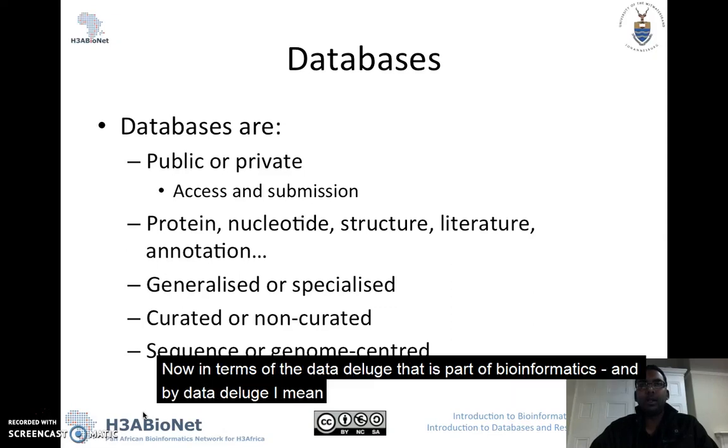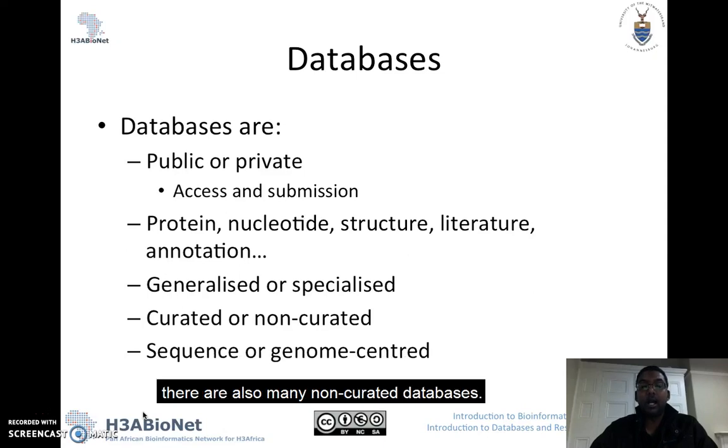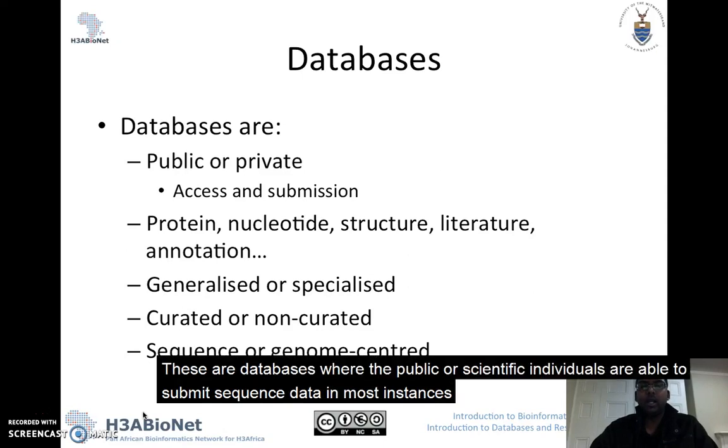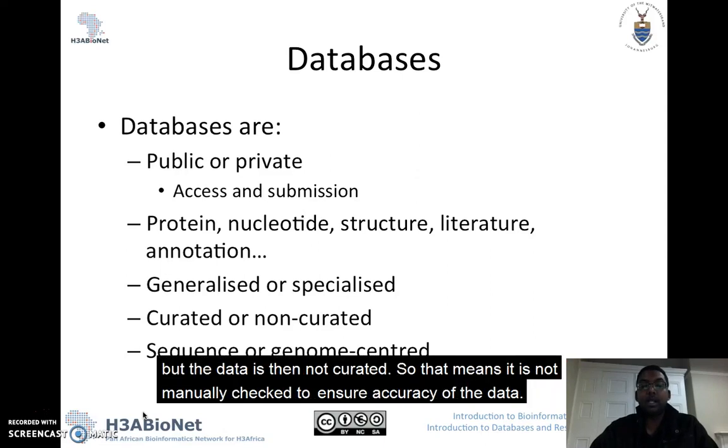Now, in terms of the data deluge that is part of bioinformatics, and by data deluge, I just mean the large amount of data that you're able to generate quite quickly and easily these days, there are also many non-curated databases. So these are databases where the public or scientific individuals are able to submit sequence data in most instances to a database or annotation information to a database. But the data is then not curated. So that means that it is not manually checked to ensure accuracy of the data.